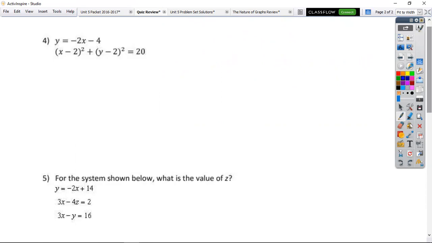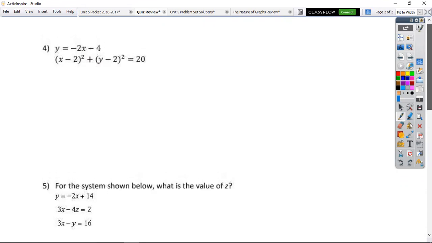Okay, so number 4, I am looking for a strategy on this. My first equation resembles what? Let me give you choices. Parabola, circle, or line? Line, very good. How about my second? Circle. So I am going to take my linear function and substitute it into the circle.